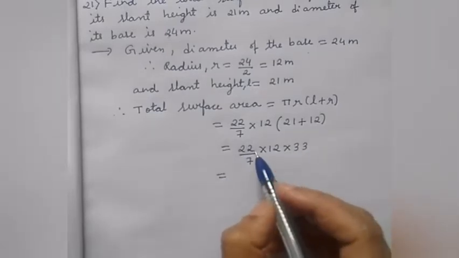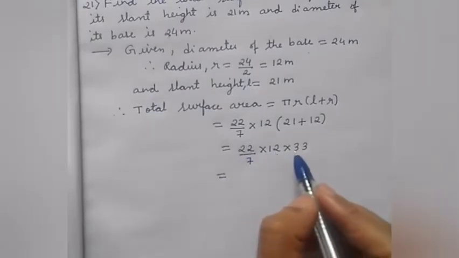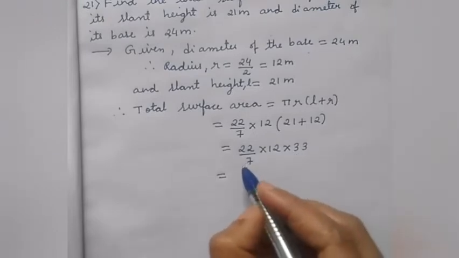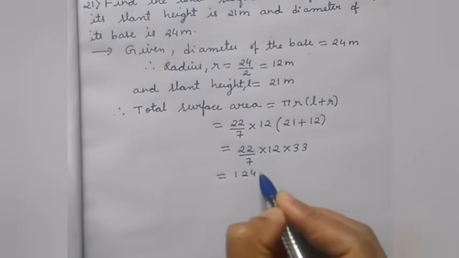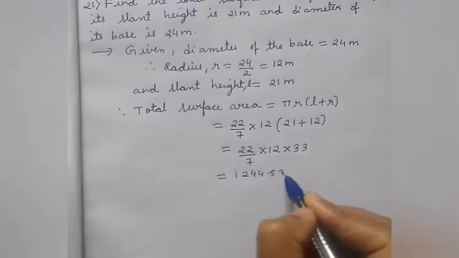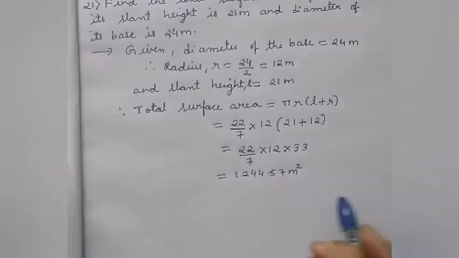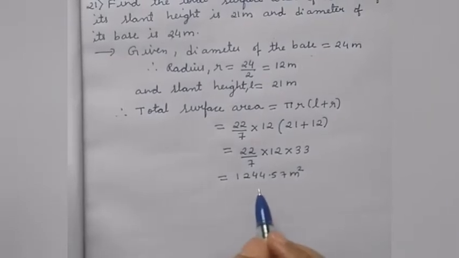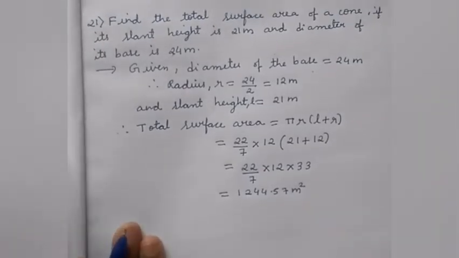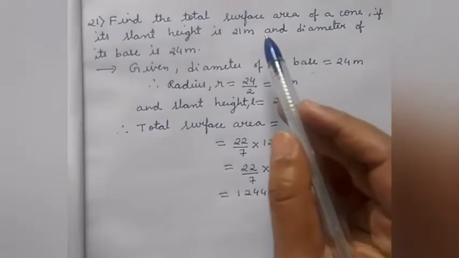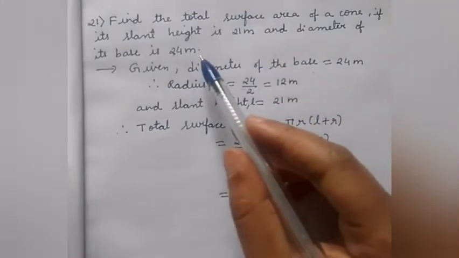That is equal to, now 22 into 12 into 33 divided by 7 will be equal to 1244.57 meter square. So this is the total surface area which they are asked to find. We are getting it equal to 1244.57 meter square.